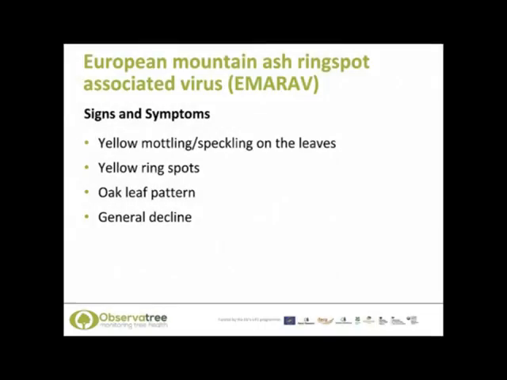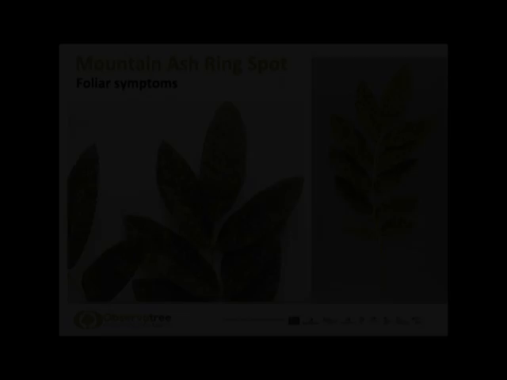So what are the signs and symptoms of the European mountain ash ring spot associated virus? Well, a tree with this disease will display yellow mottling and speckling on the leaves. Typically, this takes the form of yellow ring spots, which may develop into an oak leaf pattern. This is very distinctive. And generally, the trees will be declining in health.